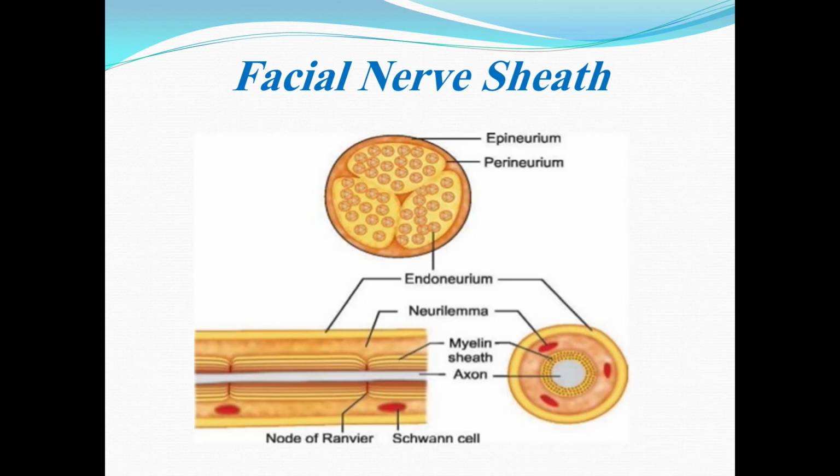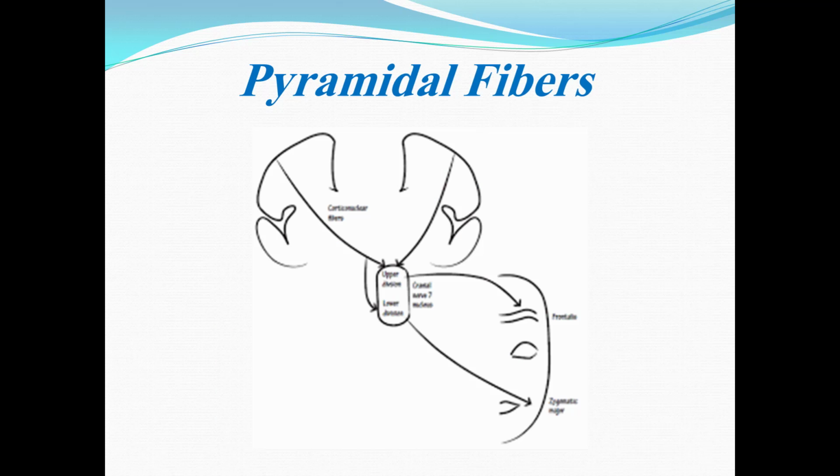The facial nerve is surrounded by epineurium, perineurium, endoneurium, neurolemmal sheath, and myelin sheath from outside to inside. The motor nucleus of the facial nerve is located in the pons.